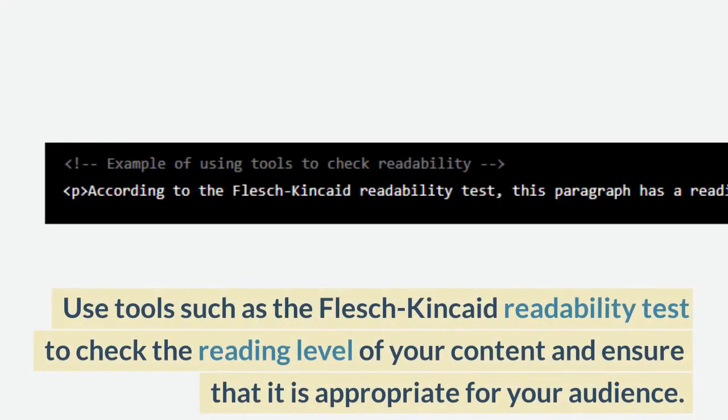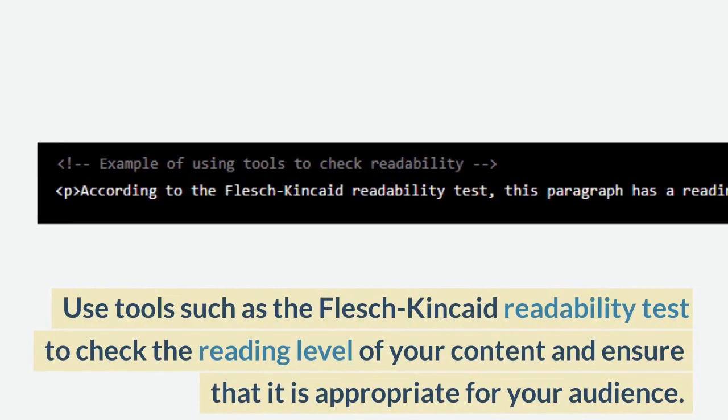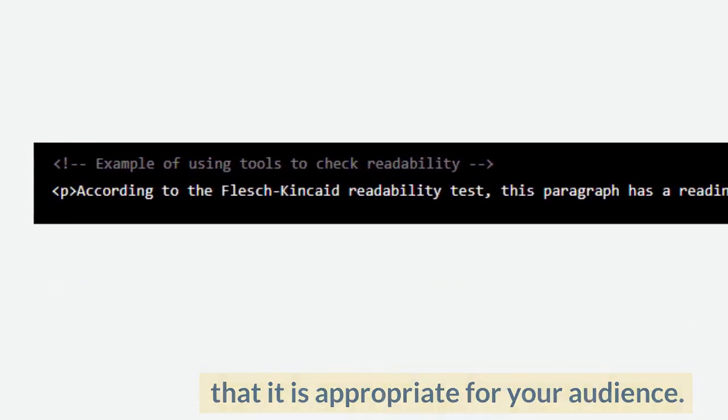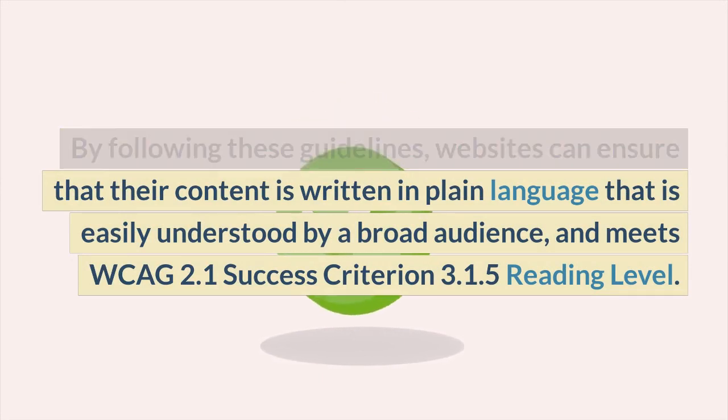Use tools such as the Flesch-Kincaid readability test to check the reading level of your content and ensure that it is appropriate for your audience. By following these guidelines, websites can ensure that their content is written in plain language that is easily understood by a broad audience and meets WCAG 2.1 Success Criterion 3.1.5 reading level.